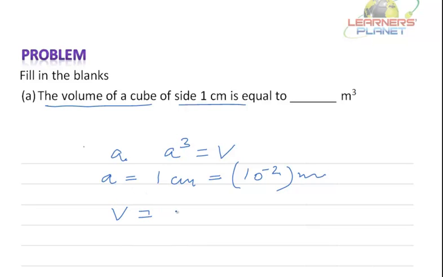Now volume is equal to A cube, therefore this will be (10 to the power minus 2) cubed meter cube. So this is equal to 10 to the power minus 6 meter cube. So what will come here? 10 to the power minus 6.